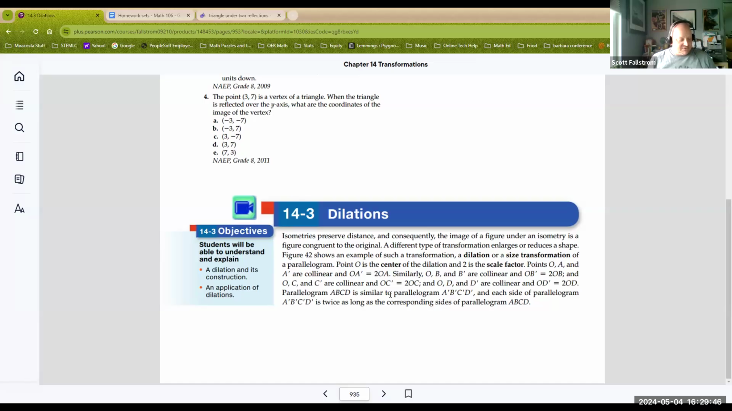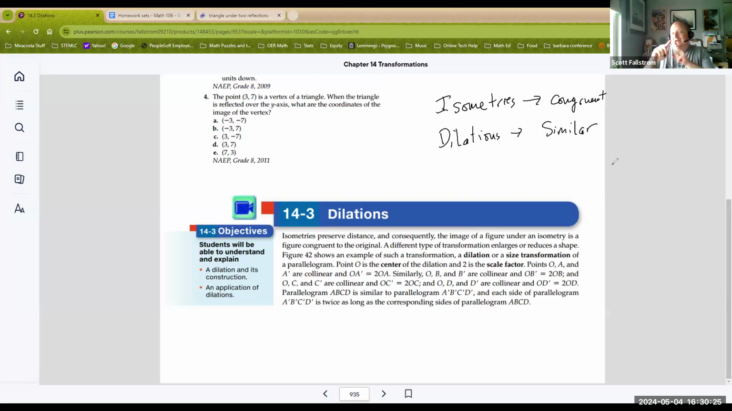Okay, so that's a big piece to understand when you're talking about the differences we've seen so far. Isometries preserve distance and angles. Dilations preserve angles. So what I want you to think about is isometries are two congruent shapes. So let me put that up here. Isometries make or lead to congruent shapes, whereas dilations lead to similar shapes.